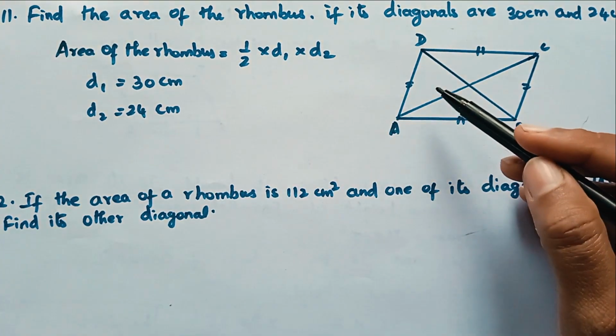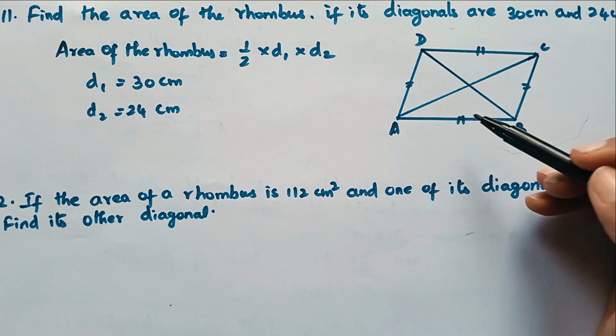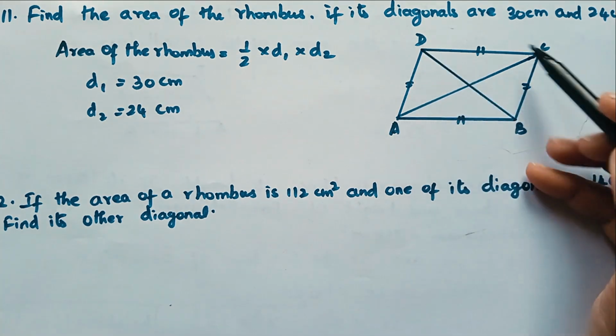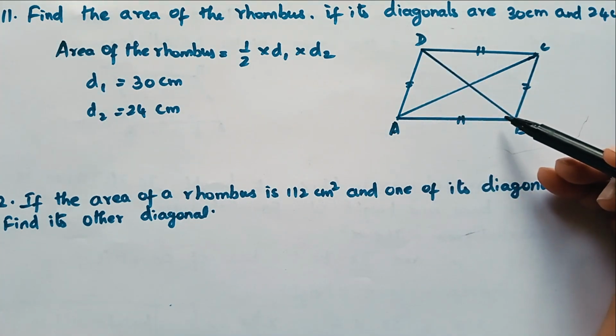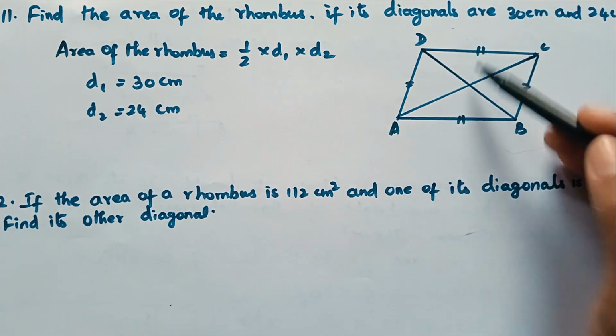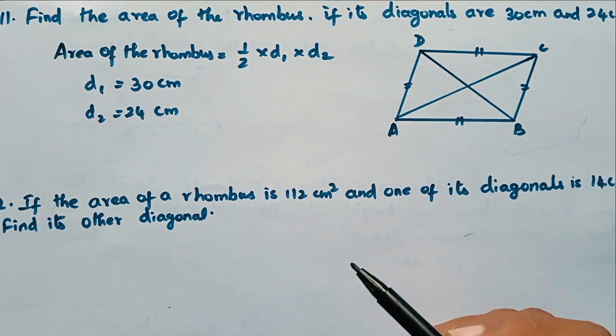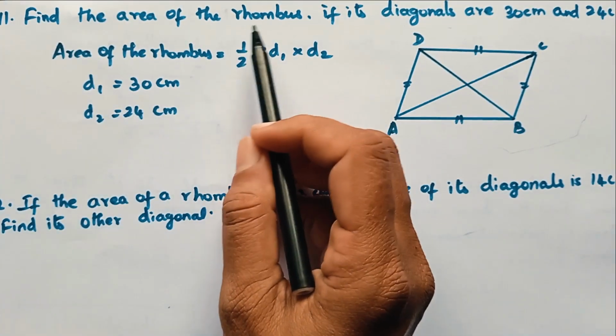Okay, children, first we will understand the properties of rhombus. In rhombus, the length of all the sides are equal and opposite sides are parallel. Opposite sides are, these two are parallel and these two are parallel. Okay. So now we need to find the area of rhombus.